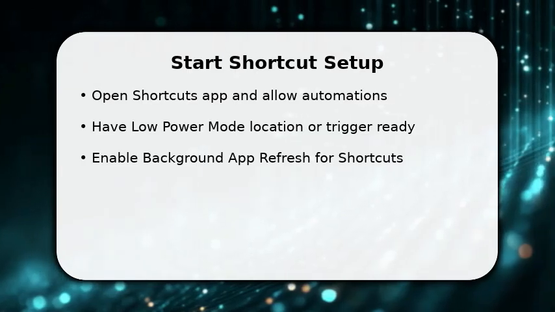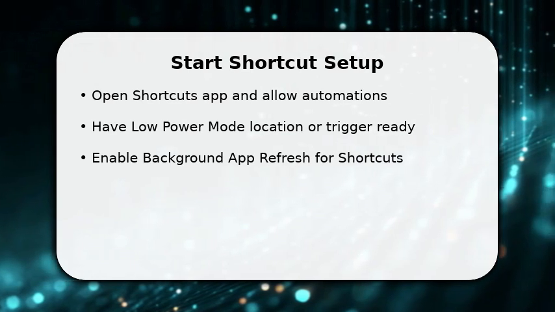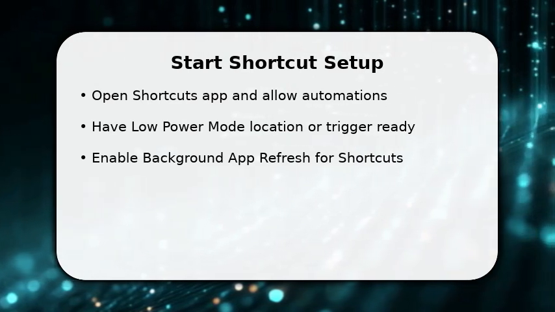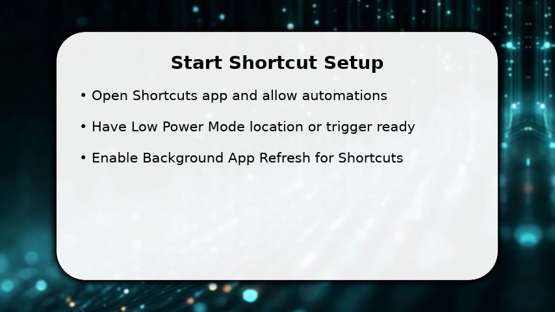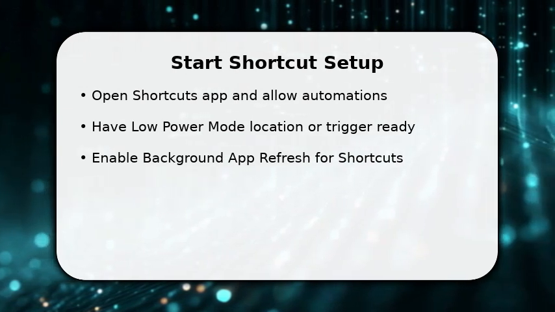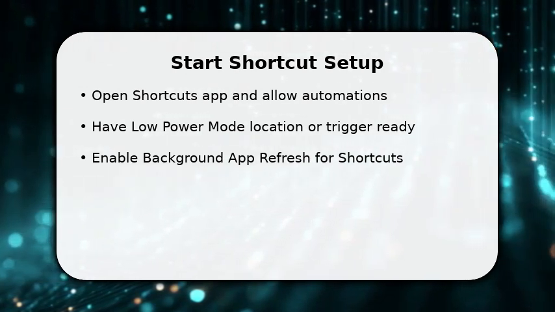You start in the Shortcuts app because this is where automation lives. Open it and tap Automations. Once done, choose Create Personal Automation and pick a trigger. Time of day or battery level works best.